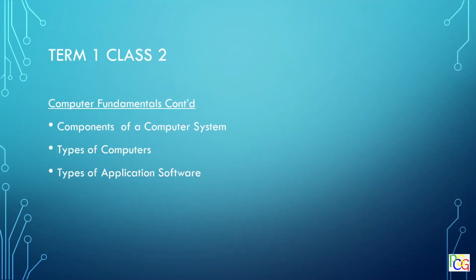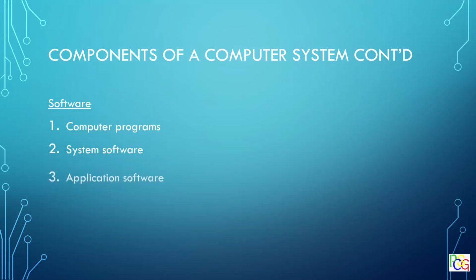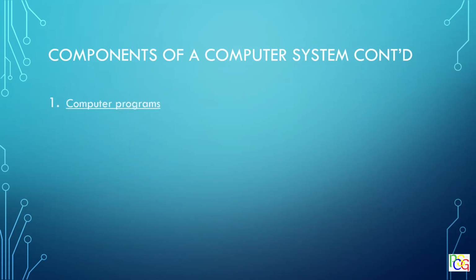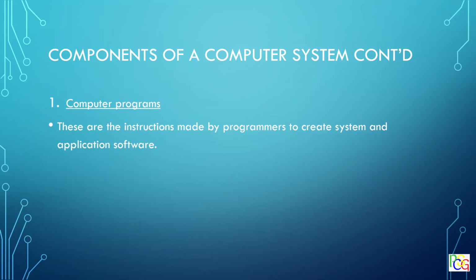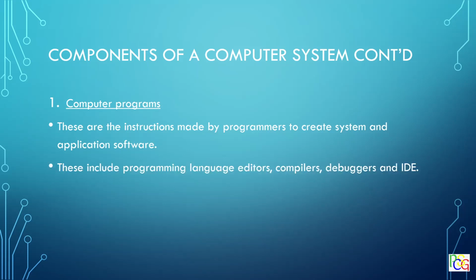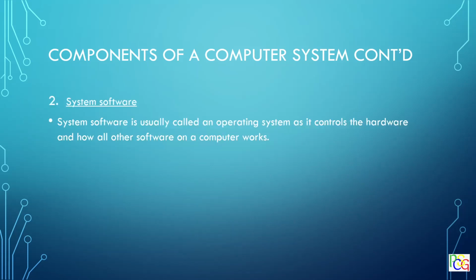And then we continued that topic today with software. The three main types of software. We went through computer programs, which are instructions made by computers to create system and application software. We went through system software, which are also known as operating systems. You'll need to remember that. And they control the hardware and how all the other software works.